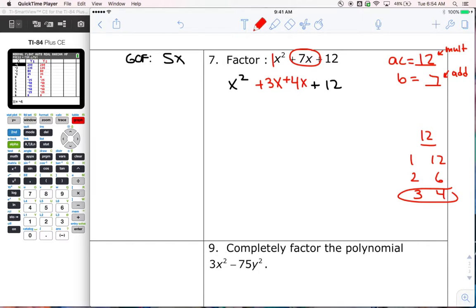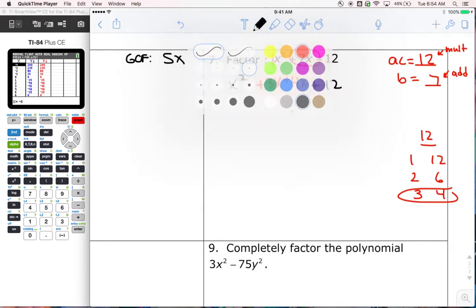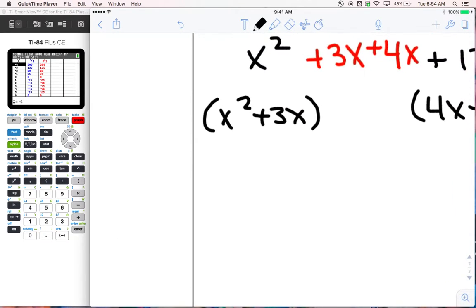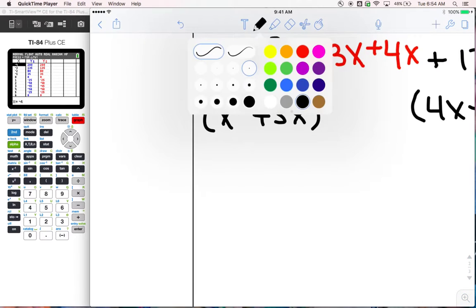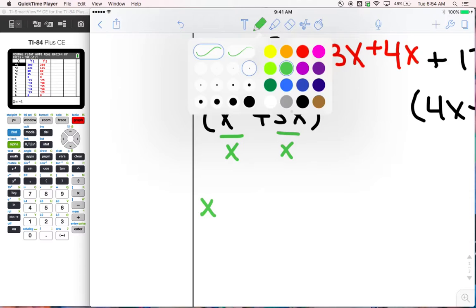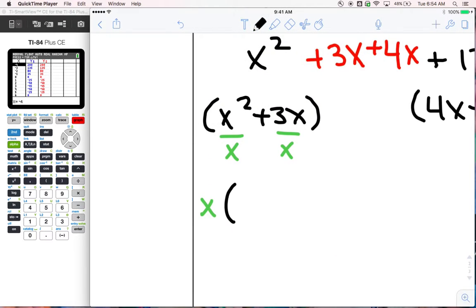Once you've chosen those numbers, the rest goes pretty quickly. We're going to create our two groups. We've got x squared plus 3x in a group, and we have 4x plus 12 in another group. And then we find our GCF for each one. So in this first group, all these two terms have in common is they both have an x. So I'm going to divide out the x and put it outside. Now we figure out what's left over, so that's just going to be x plus 3.